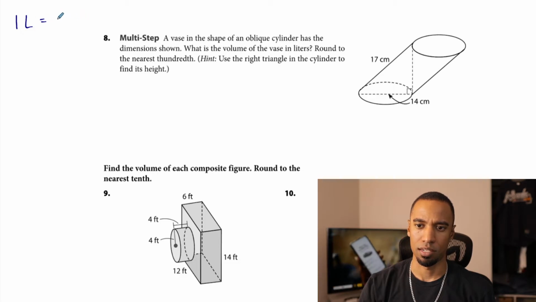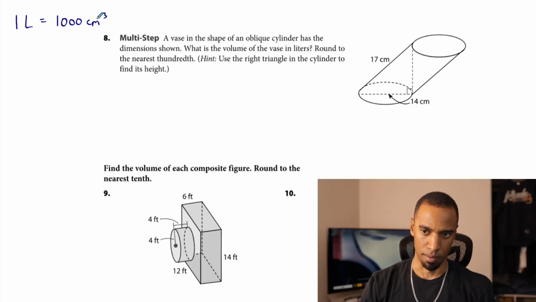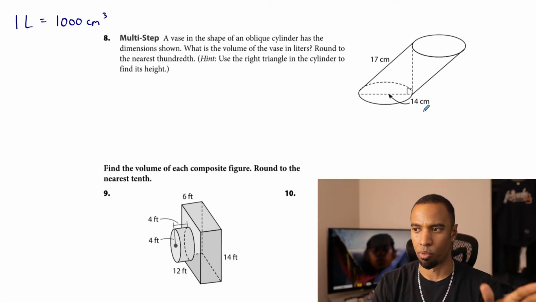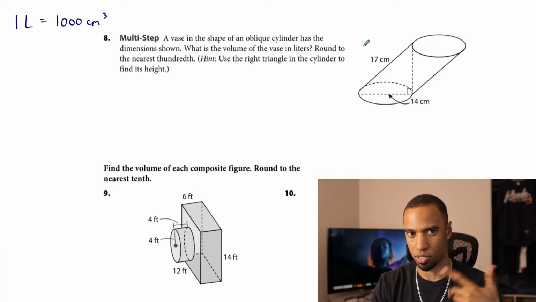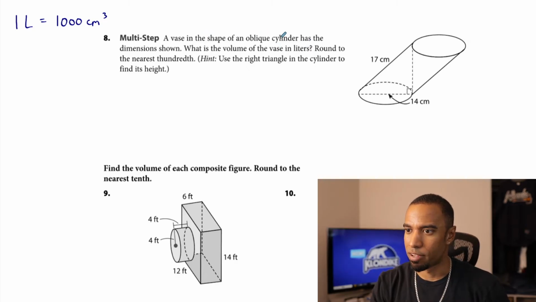I didn't even know that was a part of this question, so I kind of wish they didn't ask that. Maybe that's a part of the multi-step thing. So we'll do that conversion later, but my more important thing will be the cubic centimeter portion first, and then we'll divide by 1,000. Okay, so vase in the shape.